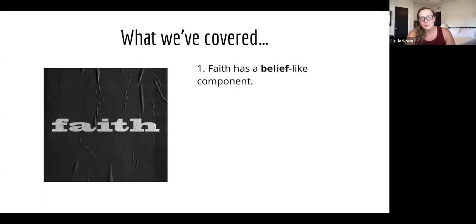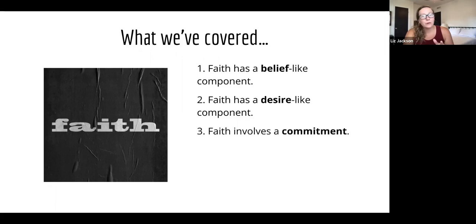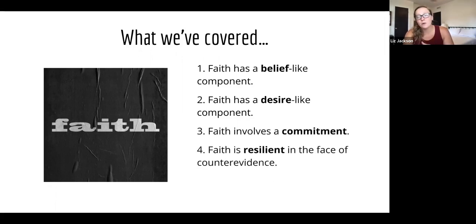We basically talked about the definition of faith, and it has one, a belief-like component, two, a desire-like component, three, it involves a commitment, and then four, it's resilient in the face of counter evidence.